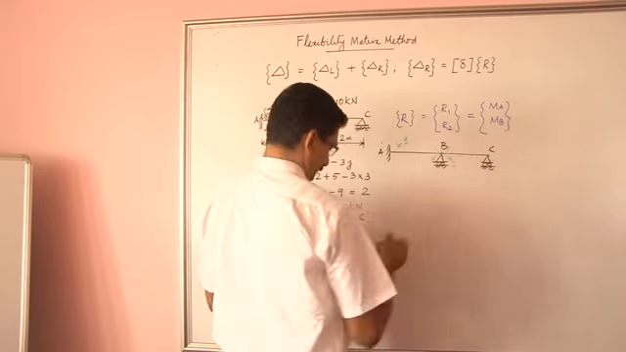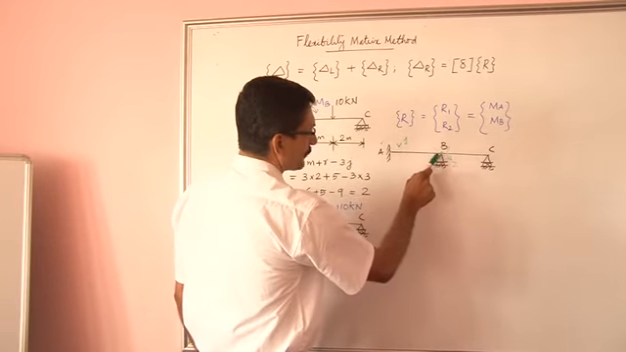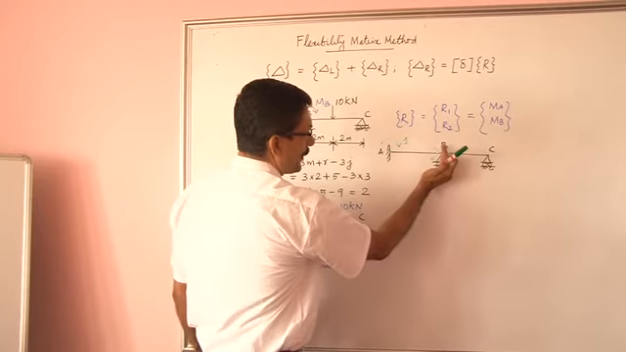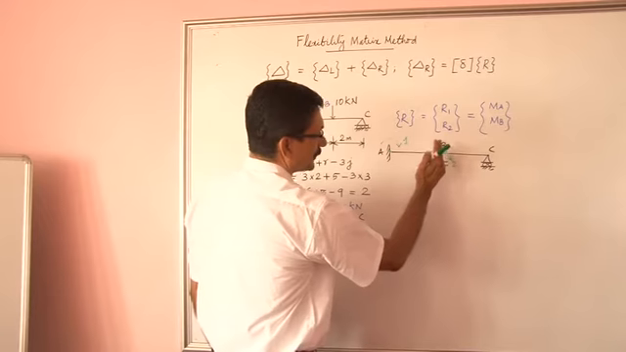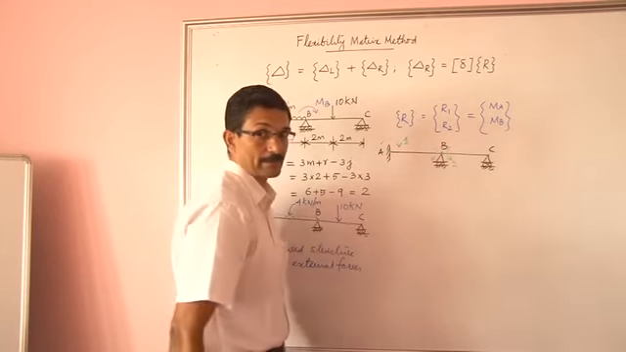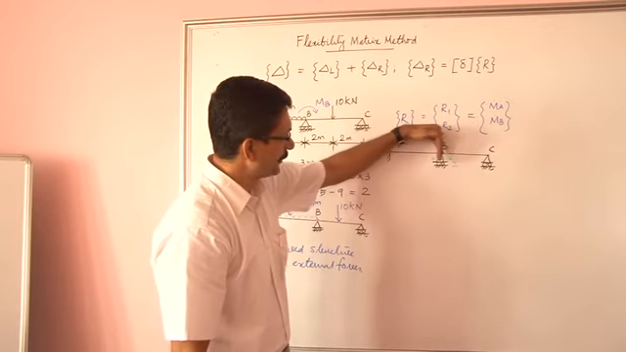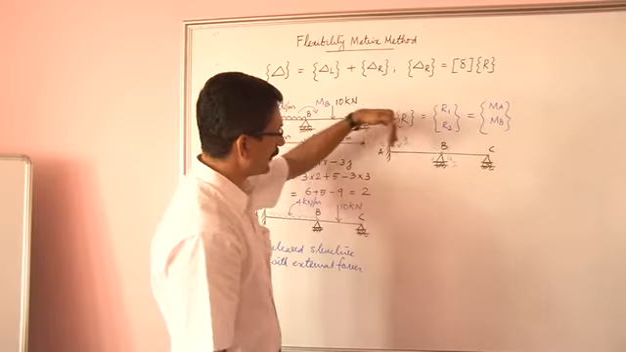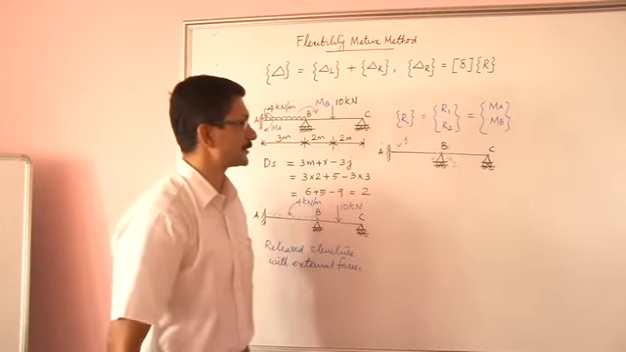The reason is the moment at this support in the span BA, if that is clockwise, the moment at the same support in the span BC will be anti-clockwise for equilibrium. Following sigma M equal to 0 at this joint, the moment in the left span and the moment in the right span are going to be equal and opposite in nature.